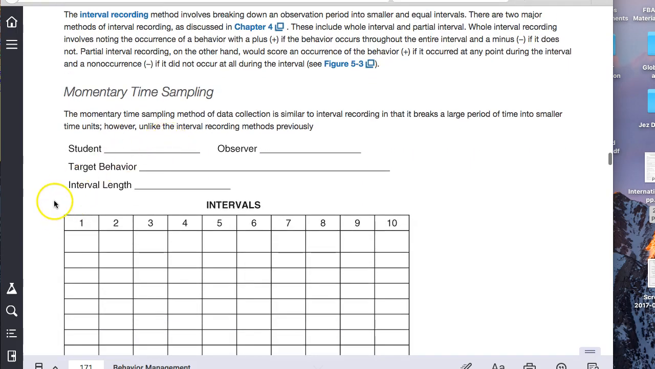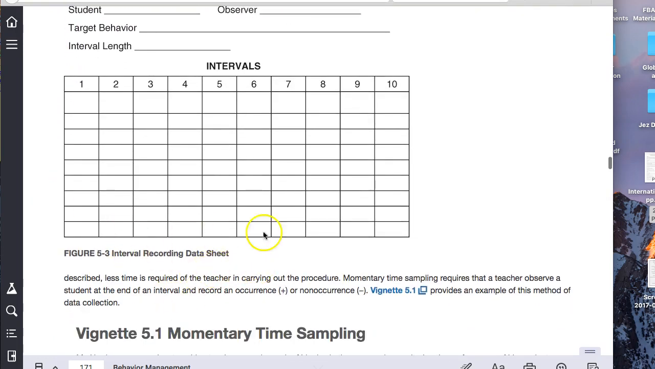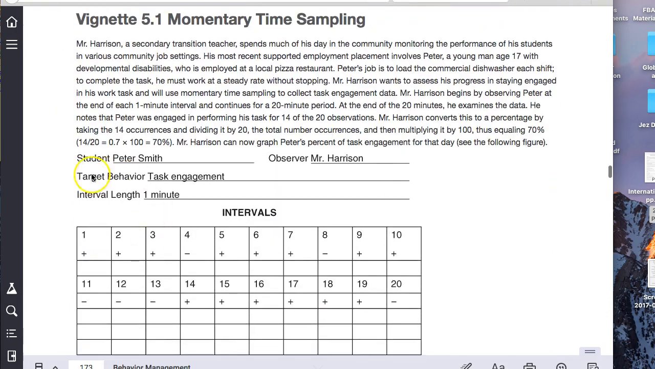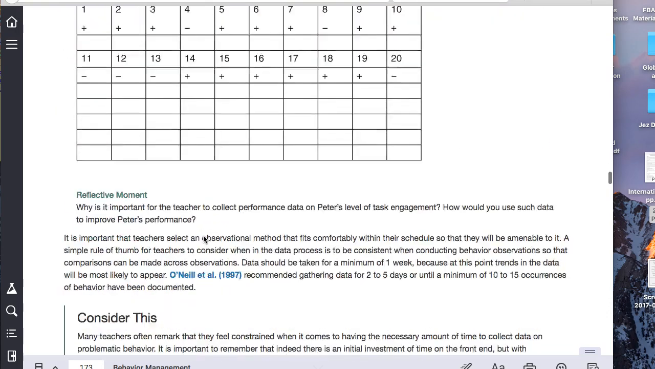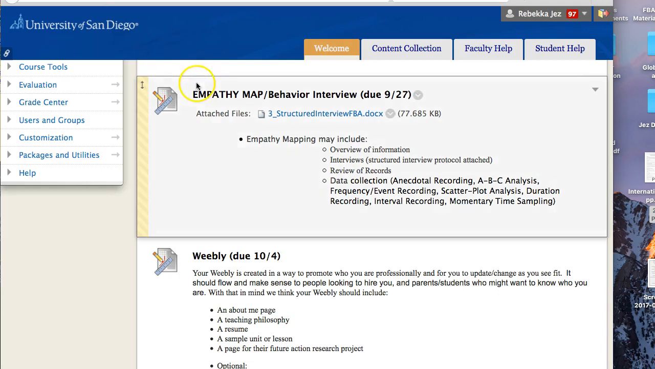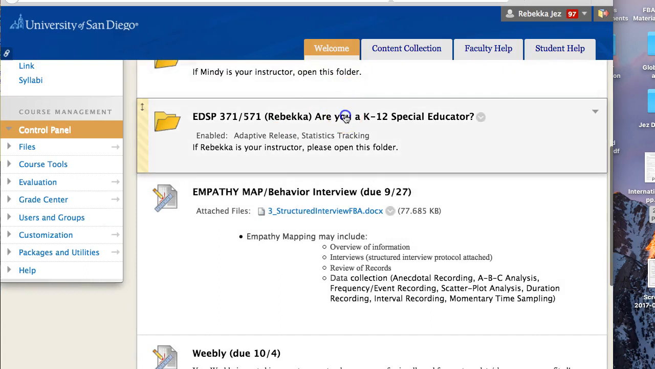And then the momentary time sampling. So here's the interval recording data sheet as well. And then we looked at this example of Peter. So these are all different things that you can do. And right now we're just gathering information so that we can learn more about the student and start building our FBAs. I'm going to click into our folder.